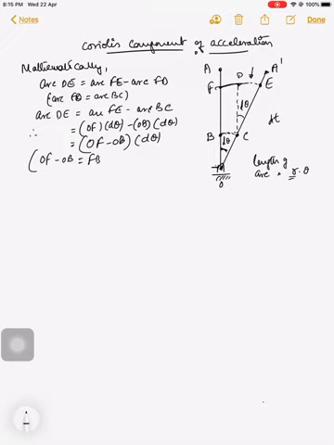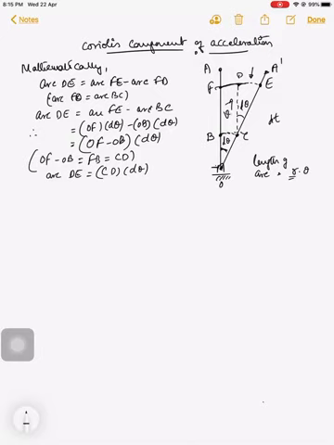OF minus OB is FB. Is it right? FB. But what is FB? FB is also equal to this length CD. So therefore arc DE will be equal to CD into d theta.